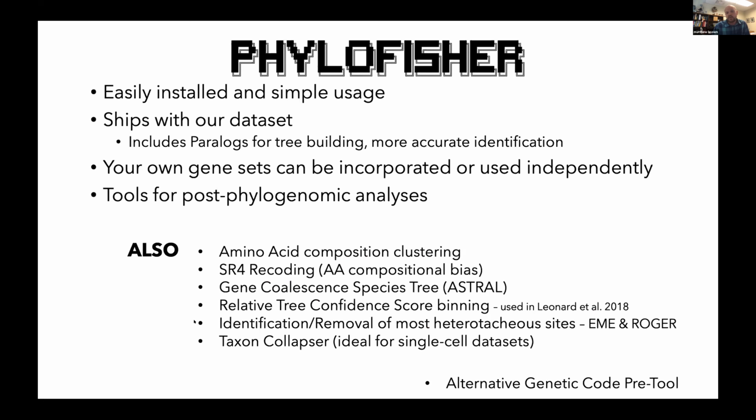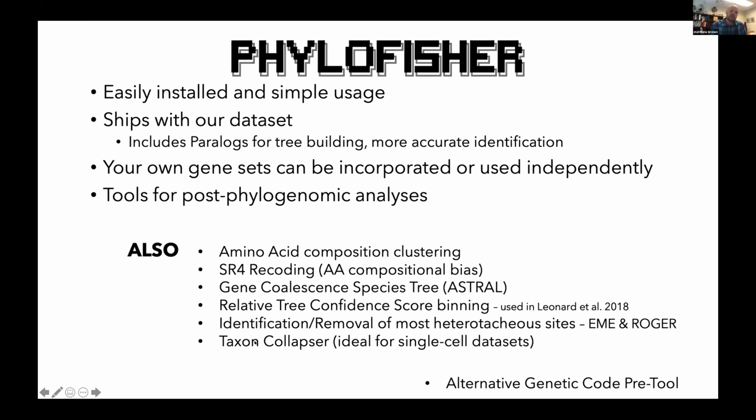Also gene tree coalescence, species tree, which is input through Astral. We have a relative tree confidence score binning, which we used in Guy Leonard's paper from 2018 on Hyphochytrium, as well as identification of the most heterotachious sites. So this is a new tool that we are currently writing right now with Lori Eme and Andrew. And this, I think, is going to be really interesting. It's not completely done yet, but hopefully that will be done before we are out for beta testing.